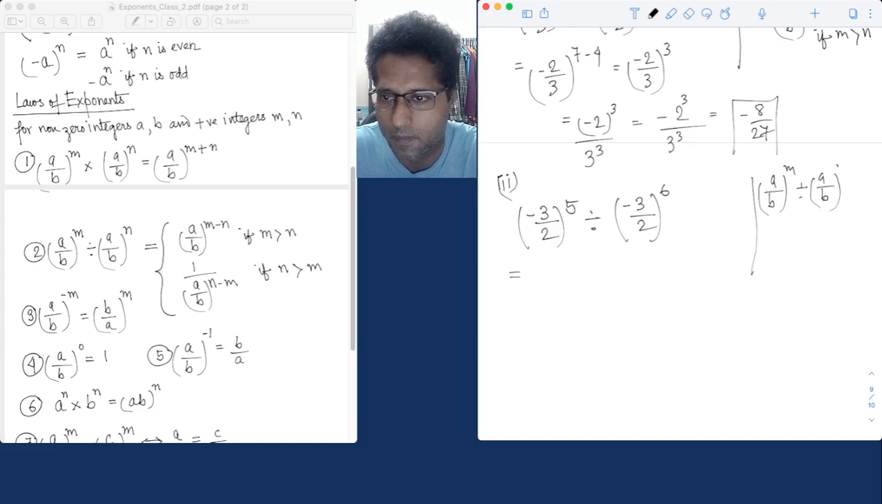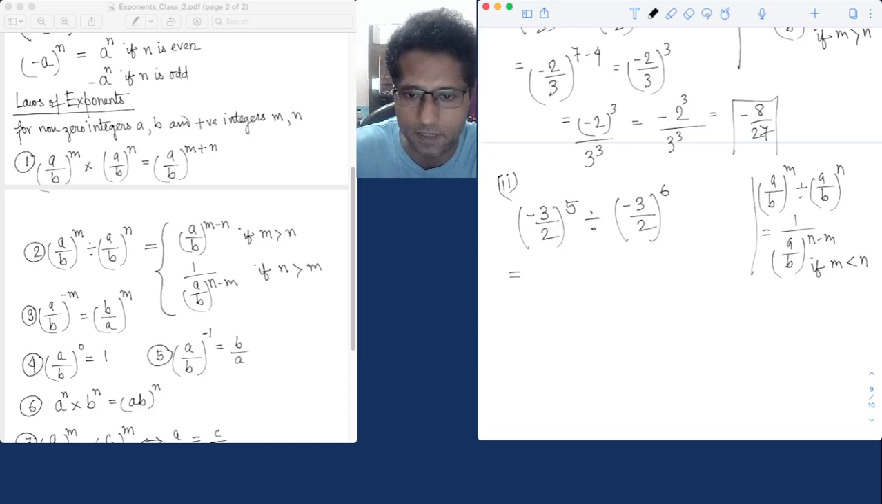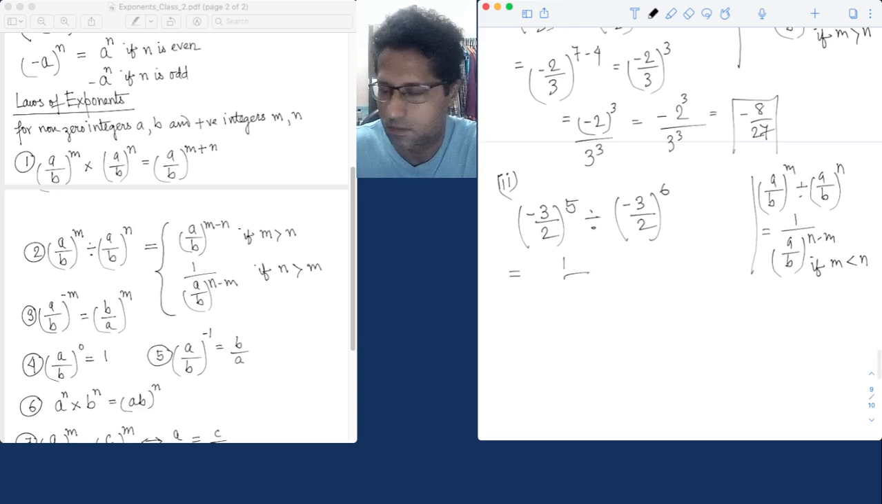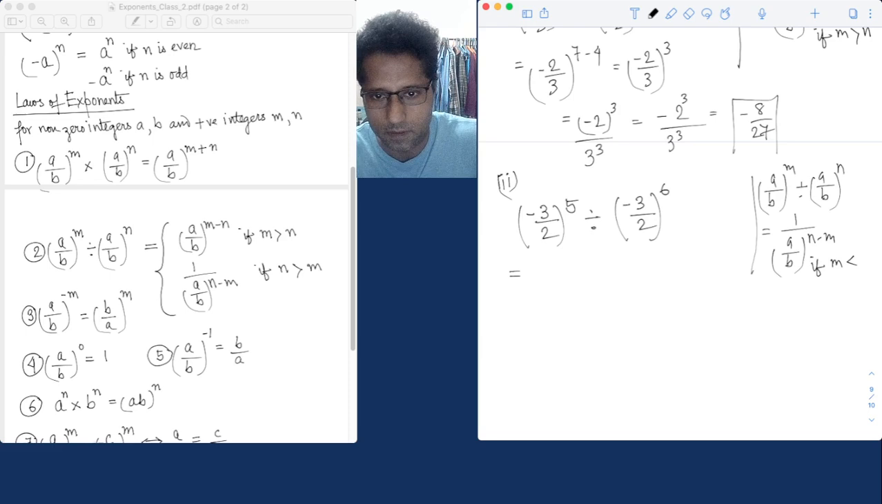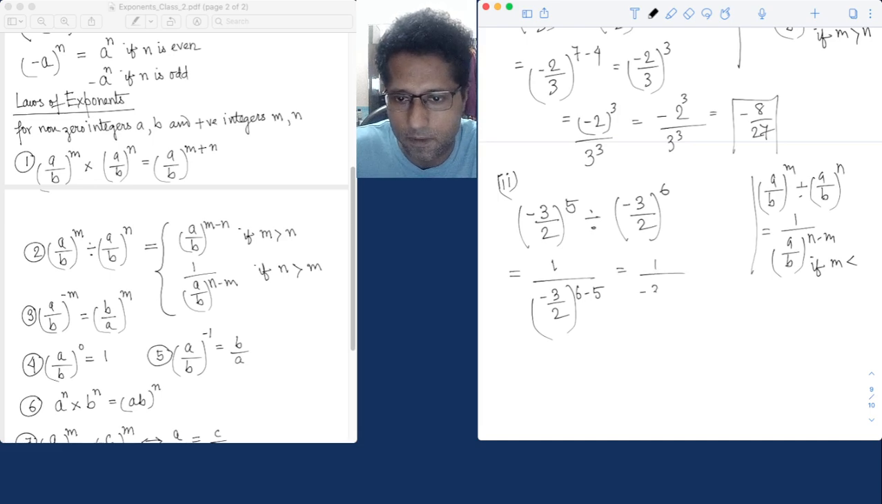divided by a by b raised to the power n equals 1 by a by b raised to the power n minus m, if m is less than n. So directly applying this formula, the result is 1 by minus 3 by 2 raised to the power 6 minus 5. This is 1 by minus 3 by 2 raised to the power 1.